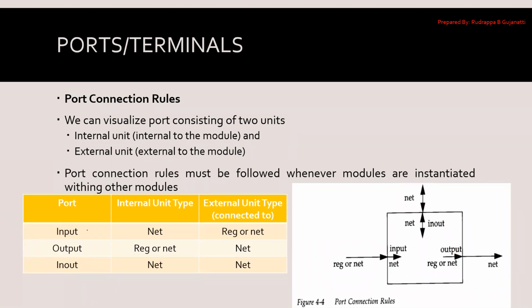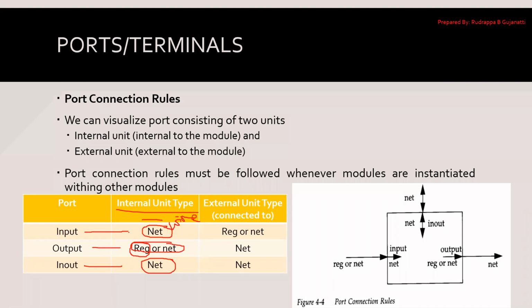Now we'll go for the internal case. For input, the connection rule is that for the internal unit, its data type will be net data type. That is, it will be declared as a wire by default. Then for in-out, it is again net data type. For output, it is register data type or net data type. The example was the D flip-flop we were talking about.